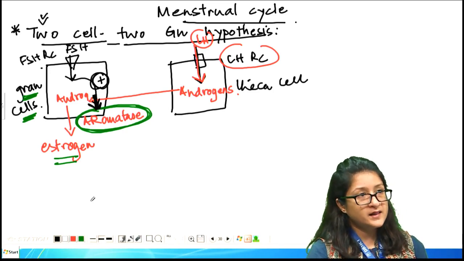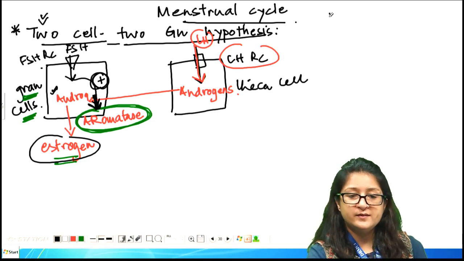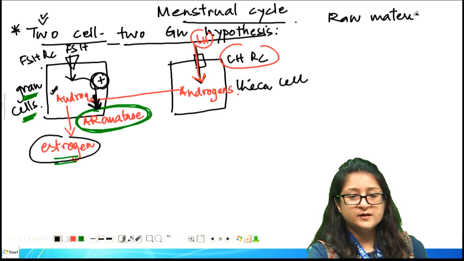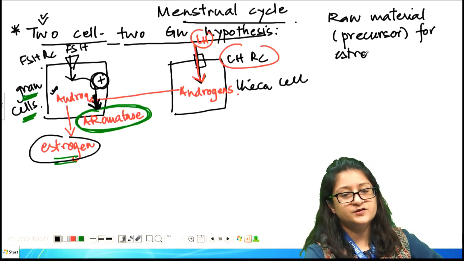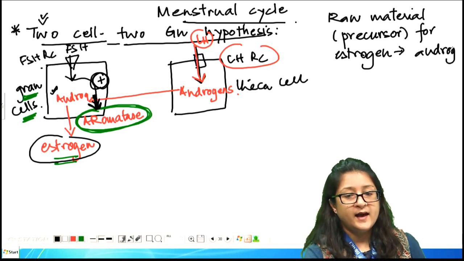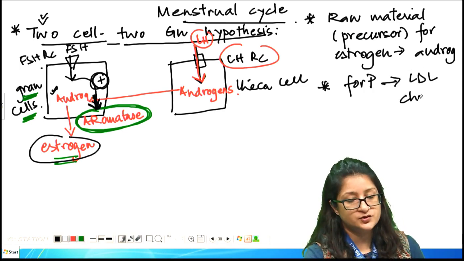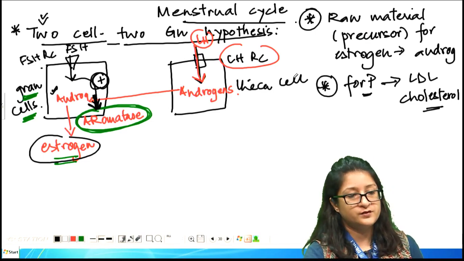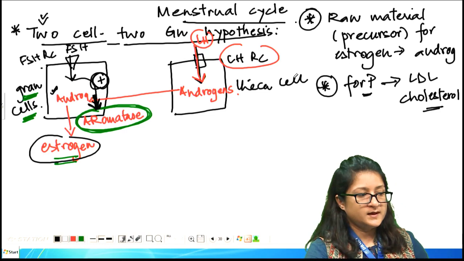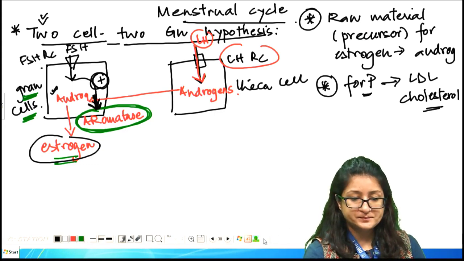This also helps us remember another fact, that the raw material for estrogen synthesis anywhere in the body is always an androgen. All right, so we remember that the precursor for estrogen synthesis is always an androgen. Okay, and we also remember what is the precursor for progesterone? For progesterone, the precursor is LDL cholesterol. So these are two important points again to remember after doing this hypothesis. All right, now another important thing that you have to remember about the menstrual cycle is that, so this is about the two cell gonadotropin hypothesis.